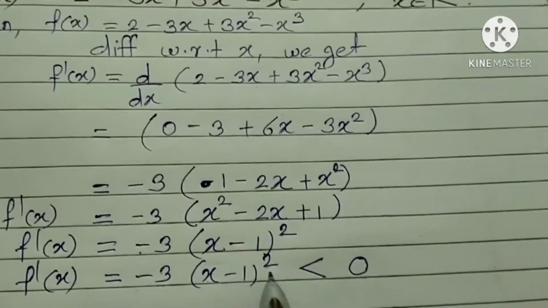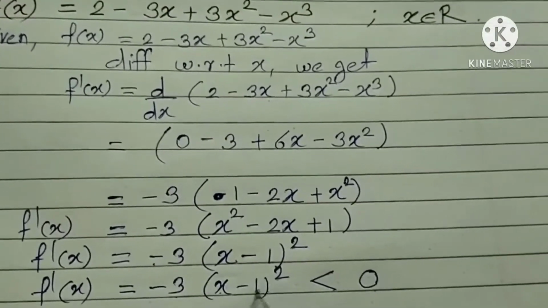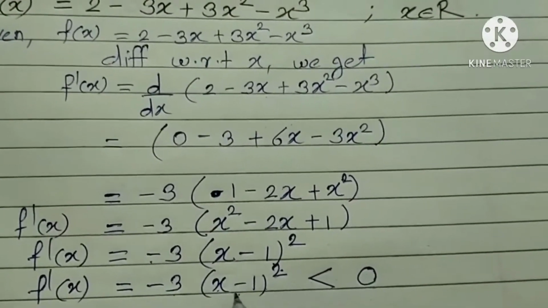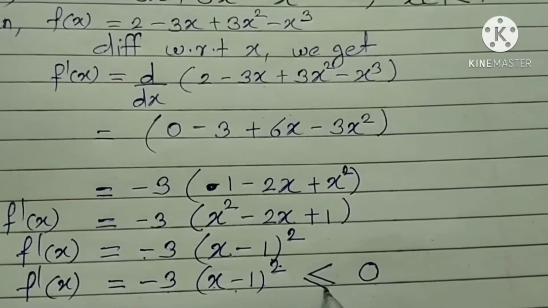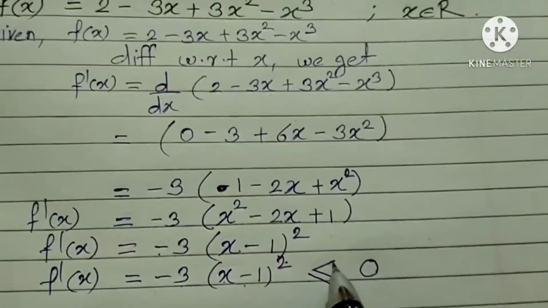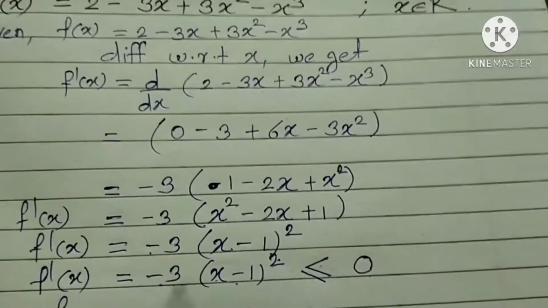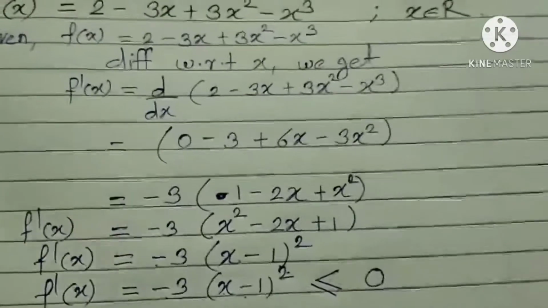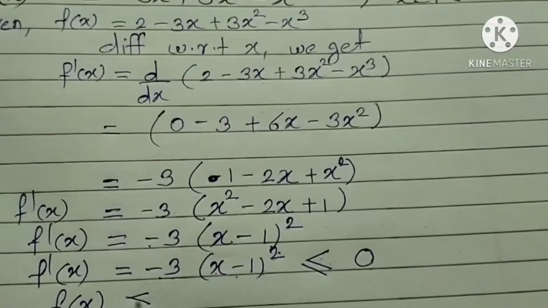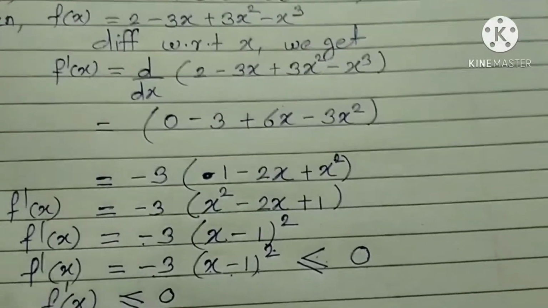But here is another function which is x minus 1 square. So maybe it is equal to 0. That's why we take here 0. Okay. Less than or equal to 0. Now here this function is less than or equal to 0. That's why we write f dash of x is less than or equal to 0.